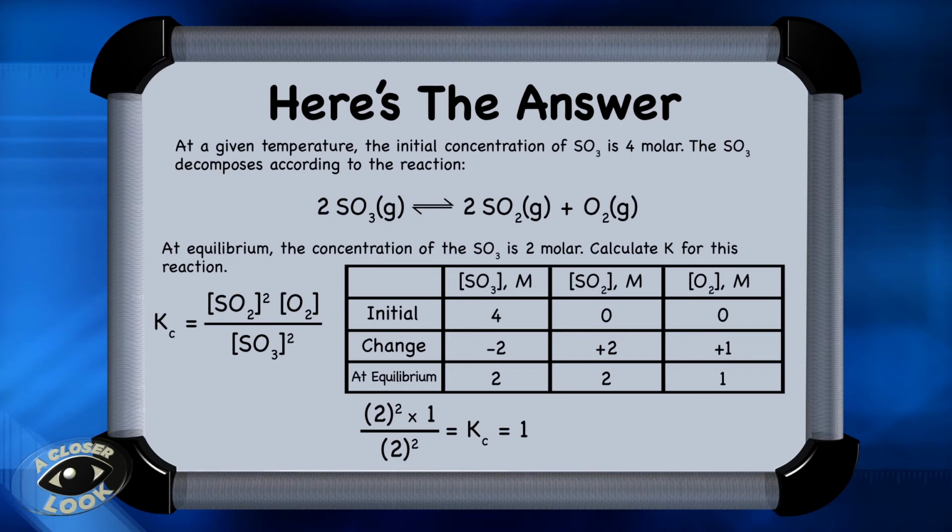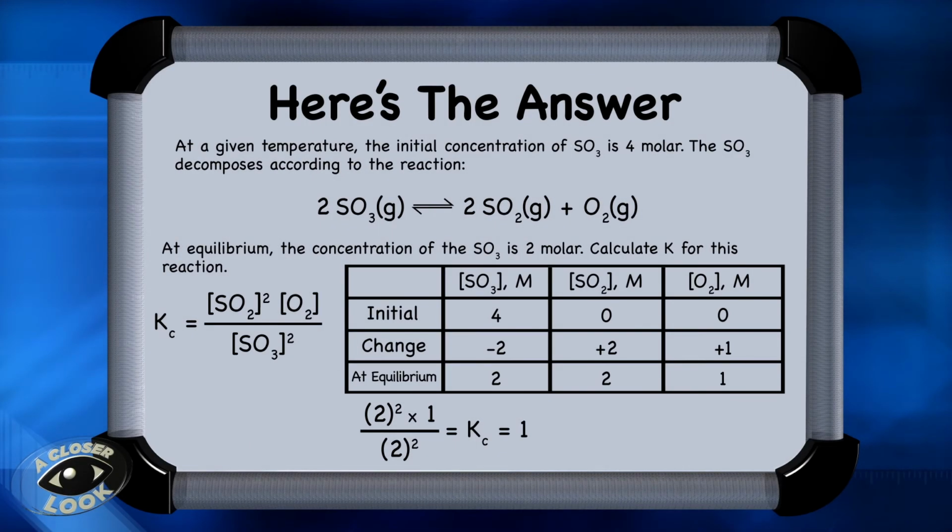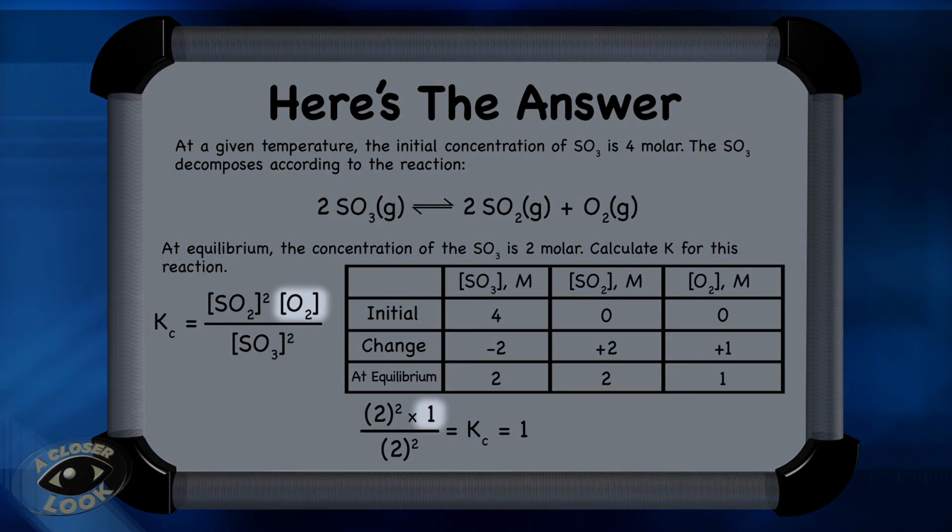and we can plug these into our equilibrium expression to solve for K sub C. So for the sulfur dioxide, we took the 2 and plugged it in here, and we squared it based on the fact that there was a coefficient of a 2 in front of sulfur dioxide, which is why there was an exponent of 2 in the equilibrium expression. We multiply that times the concentration of the oxygen at equilibrium, which was 1.